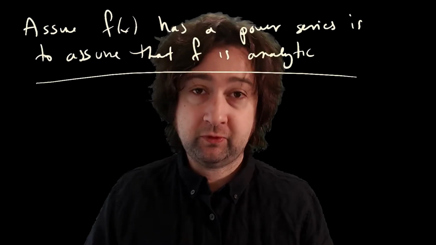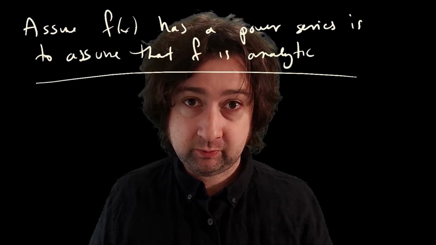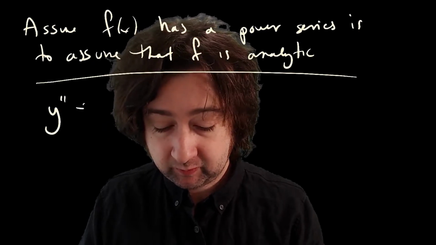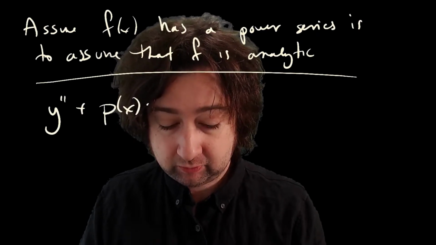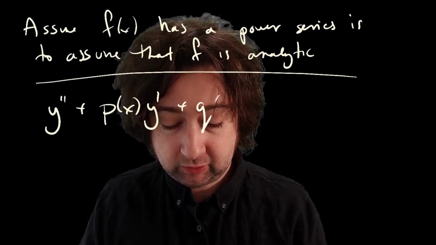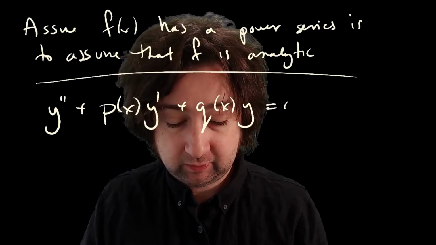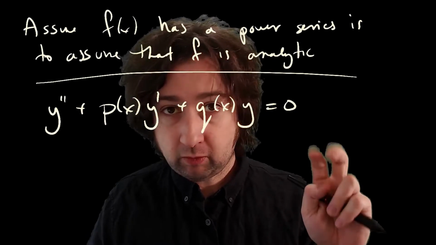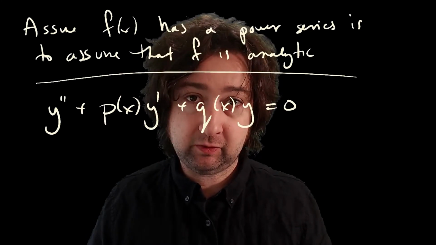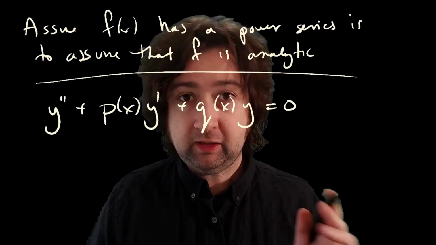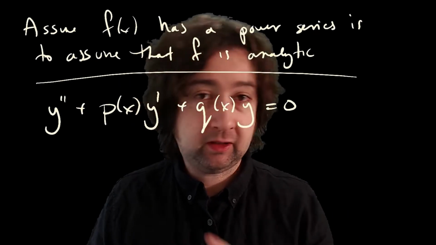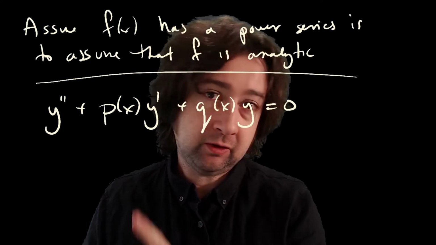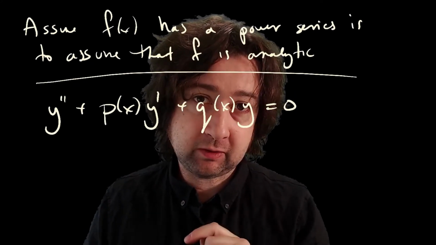So the general form for a second order linear differential equation with non-constant coefficients is y prime prime plus p of x y prime plus q of x y is equal to 0. And p of x and q of x you can think of as coefficients, but they're not constant coefficients. They're functions that are modifying things. If we want it to be the case that the solution to this equation has a power series, then all of the pieces that make it up have to have power series as well.